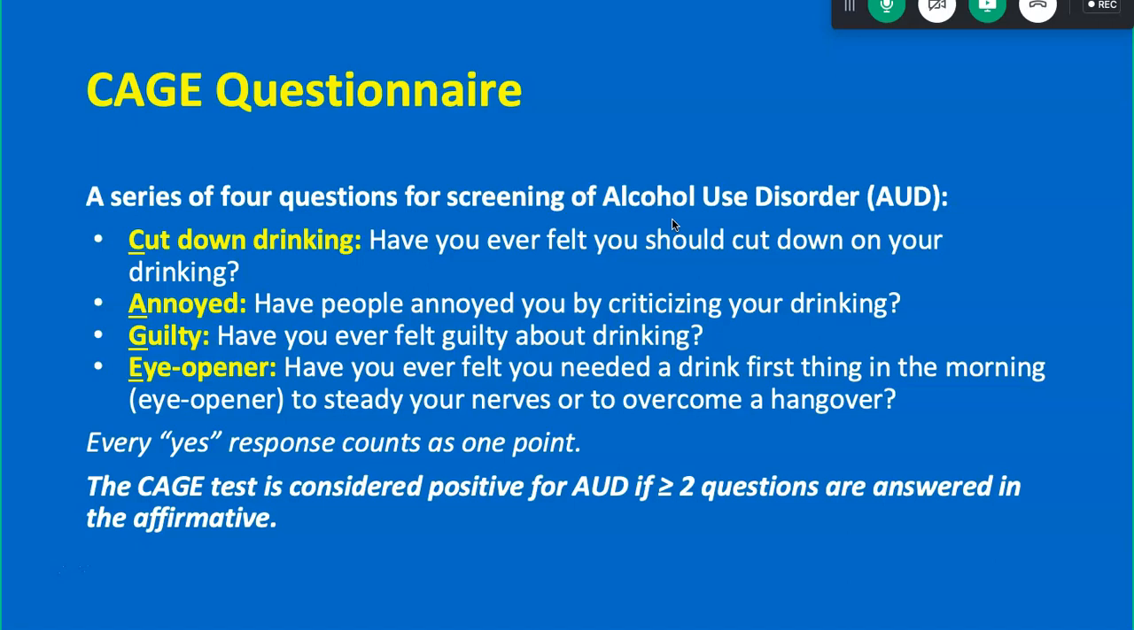Next is A for annoyed. Have people annoyed you by criticizing your drinking? Next is G for guilty. Have you ever felt guilty about drinking? And lastly is eye opener. Have you ever felt you needed a drink first thing in the morning, which colloquially is called an eye opener, to steady your nerves or to overcome a hangover? A patient who answers yes to at least 2 of these is considered to have a positive CAGE test.